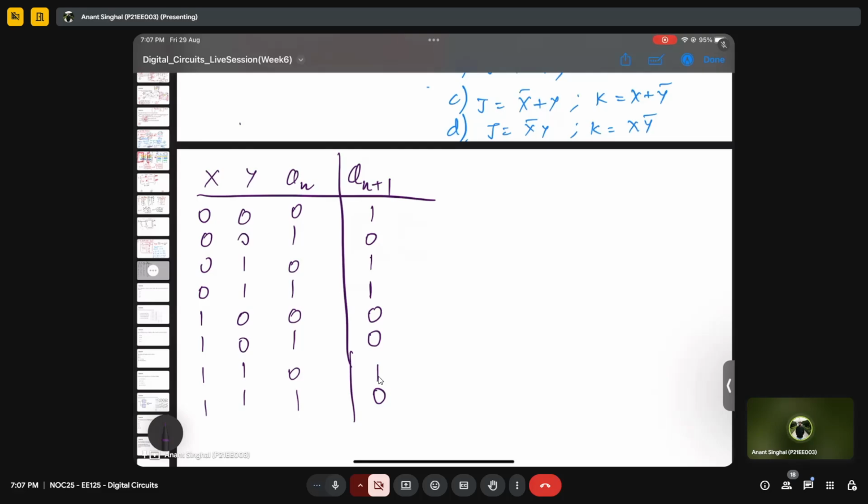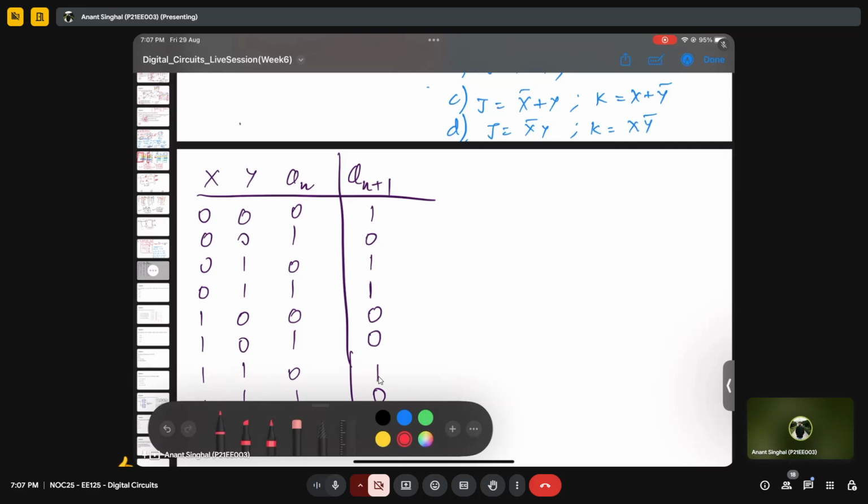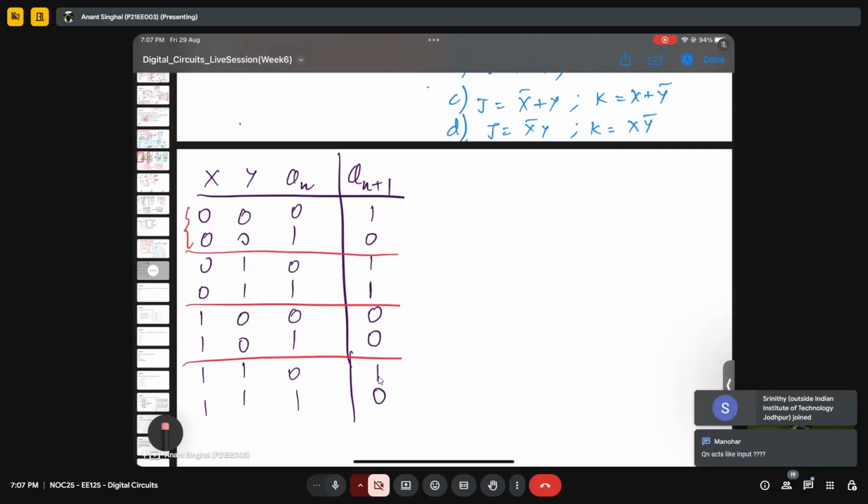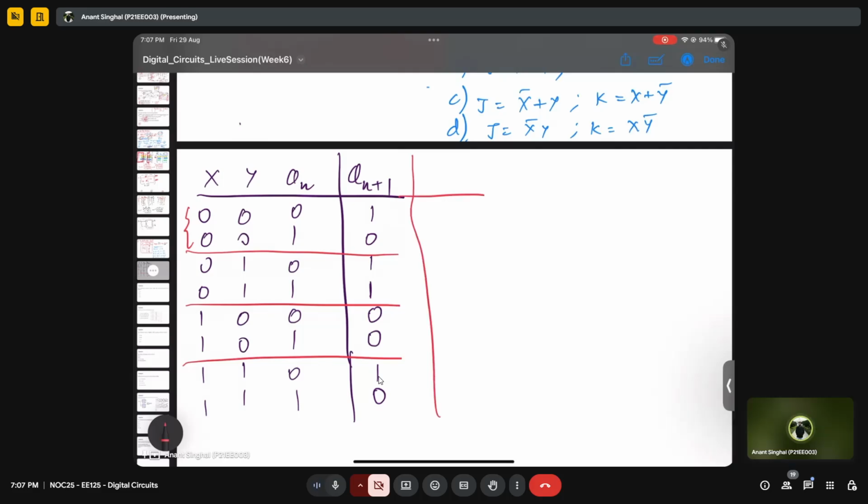Is this clear to everyone? Just to make it easy, I can make it like that. So you already know when X and Y are 00, the Qn plus 1 is Qn complement. When they are 01, it is 1. When it is 10, it is 0. And when it is 11, it is again Qn complement. Is the first step clear? I hope everyone was able to do it. Yes, so this is the characteristic table.